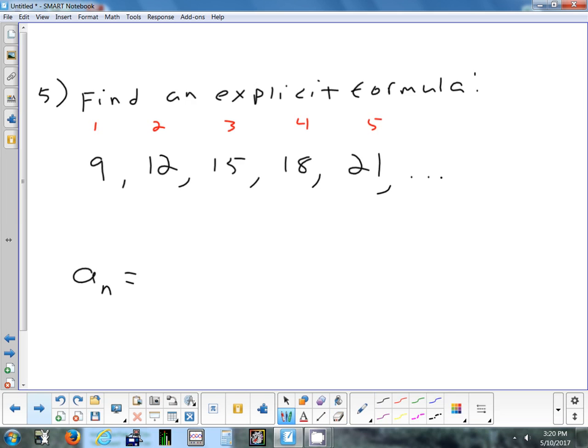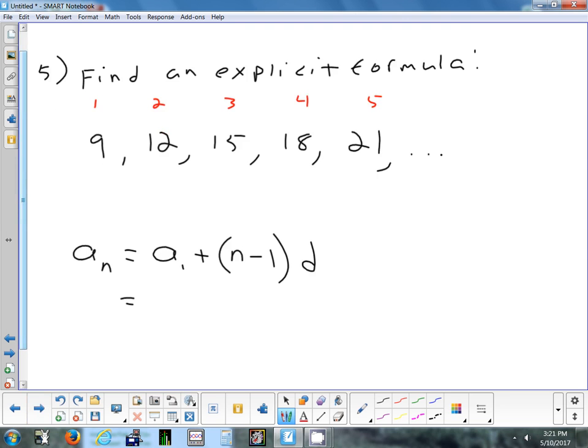You don't even need to think about it. You just plug into a formula. One of the formulas had a D for common difference. One of them had an R for common ratio. Anyone remember the formula that had D in it? First term plus n minus 1 in parentheses, times D. So just fill in, and that'll give you the formula we're looking for.